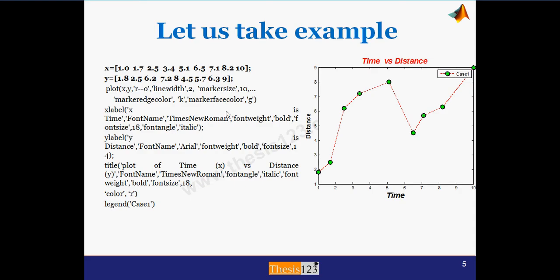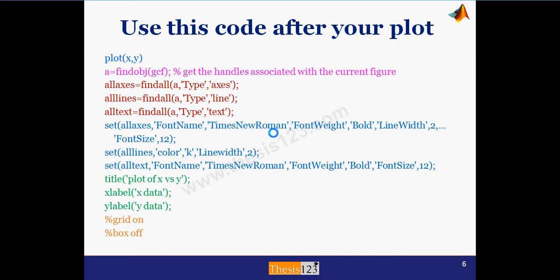Now coming to this, let us take this example. We have already discussed all of it, and the general better way is to use this code after getting your plot. This code is just handling the handles of the object. So plot, find objects with axes, and all the axes, lines and text are given uniformly set with all the standard formats of your required document.